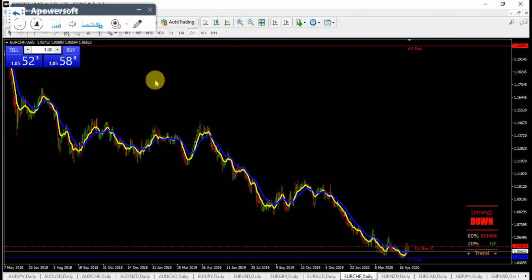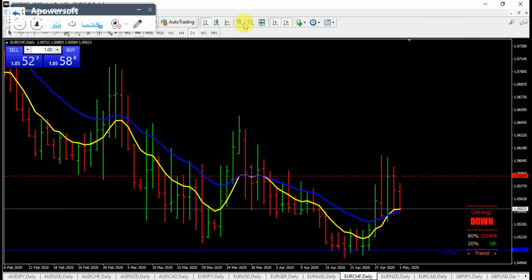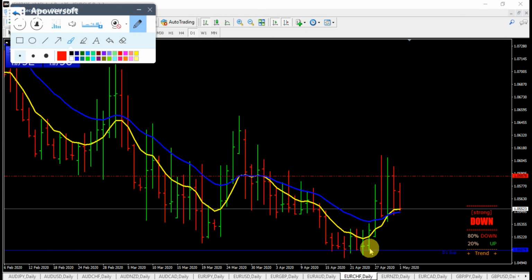Euro Swiss, I am a big fan of buying Euro Swiss. I am not selling Euro Swiss. If you are selling Euro Swiss, I'm just going to say good luck to you, because the people who are following me, who are copying me, or who were following my signals, are just buying Euro Swiss. Whenever it comes back to this level, I buy.